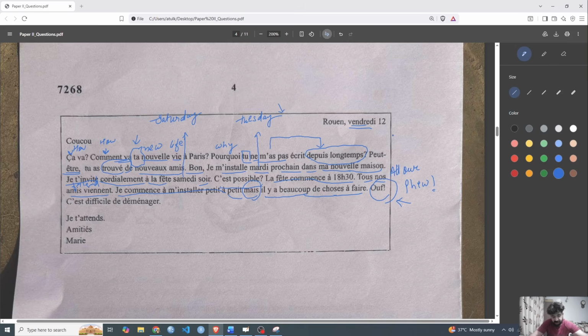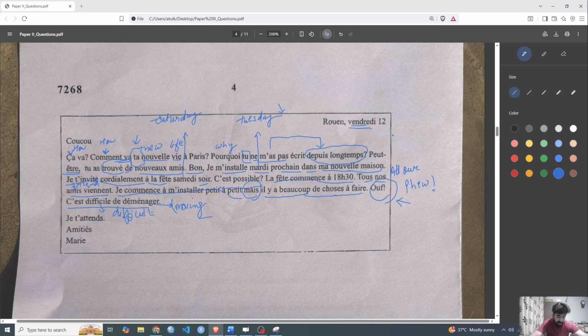Then it says "c'est difficile de déménager". So moving is difficult. "C'est difficile" is basically "it is difficult", and "déménager" is basically moving. So going through something related to that is very difficult to do. That is what she means.